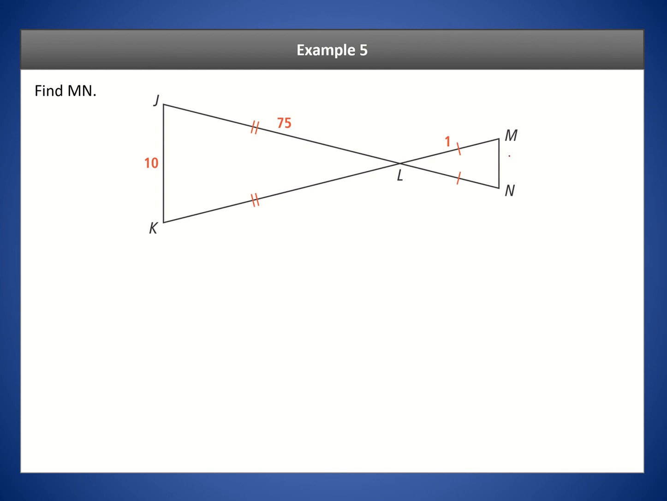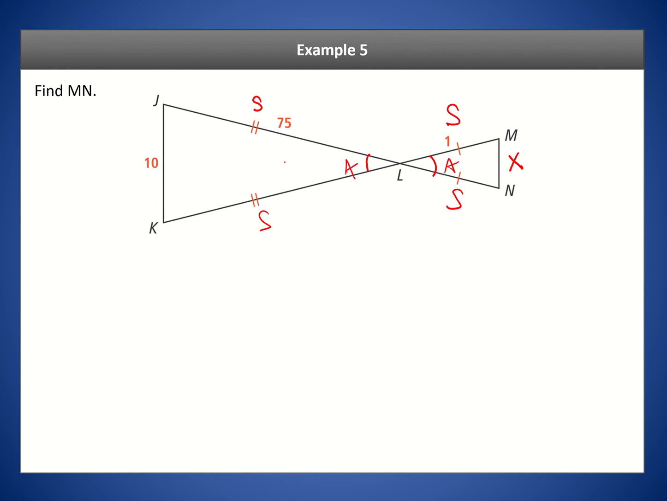So we're going to call this X here to find MN. And we know that these two triangles are similar. How do we know that they're similar? Well, we know that these two angles are congruent, and that's because they're vertical angles and they must be congruent. And we can tell that this side is proportional to this side, just like this side will be proportional to this side. So we got a side angle side.